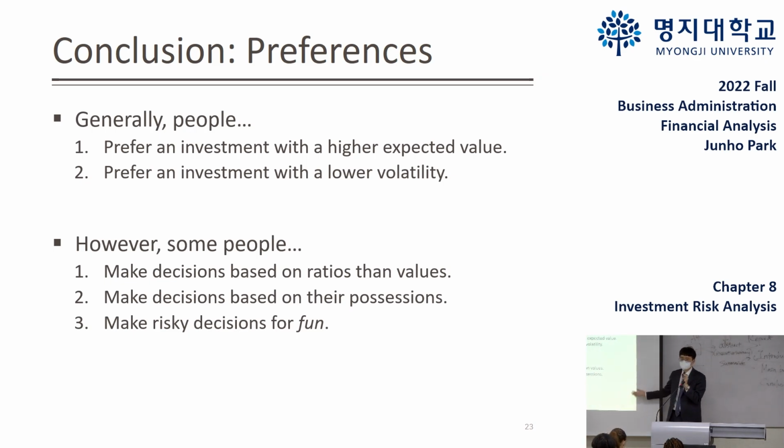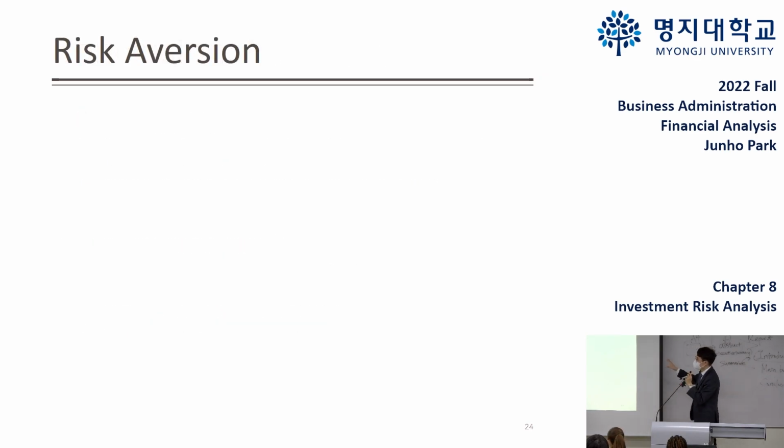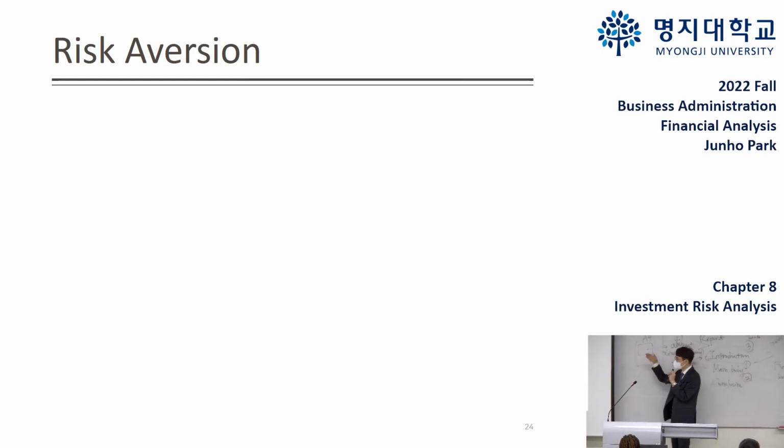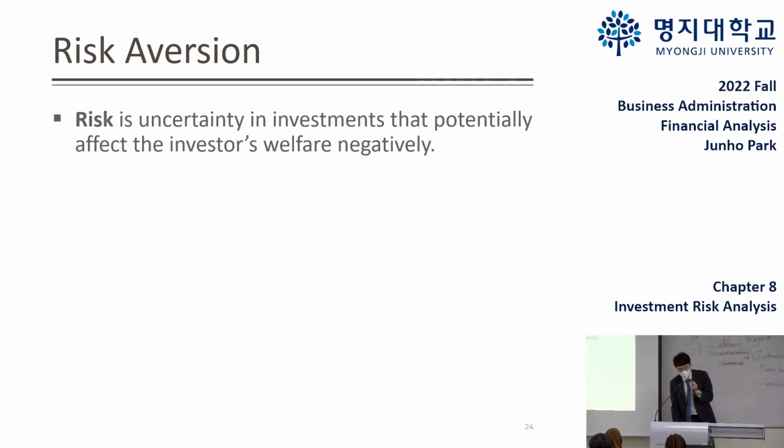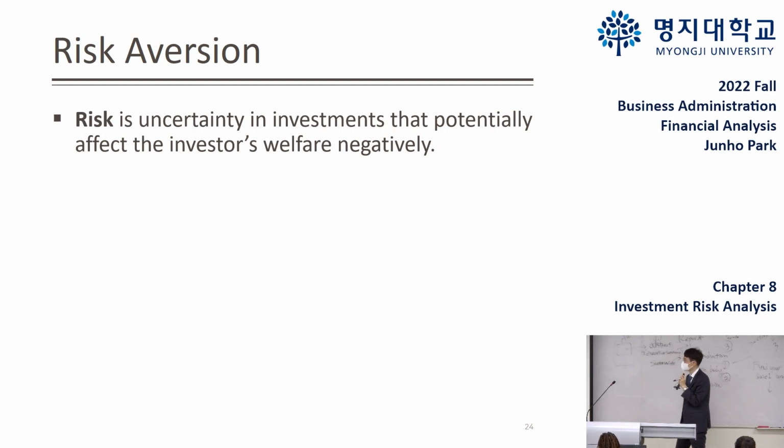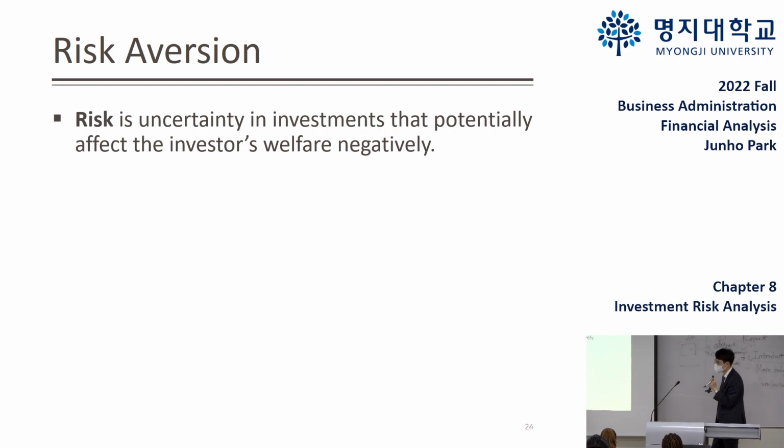Based on these findings, we are going to think about how to incorporate the uncertainty or the risk into our investment criteria. As we can see, if you have two investments with the same expectation, people try to choose the one with low volatility. And this can be explained by risk aversion. Here the term risk often comes from a finance course, and it is about uncertainty. In the future, you may get some unexpected situations, and they are all called risk. Risk is defined as the uncertainty in investments that potentially affects the investor's welfare negatively.